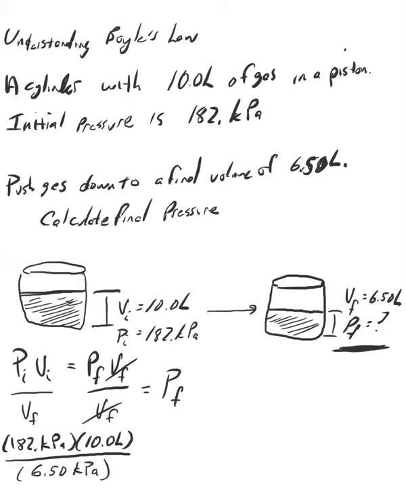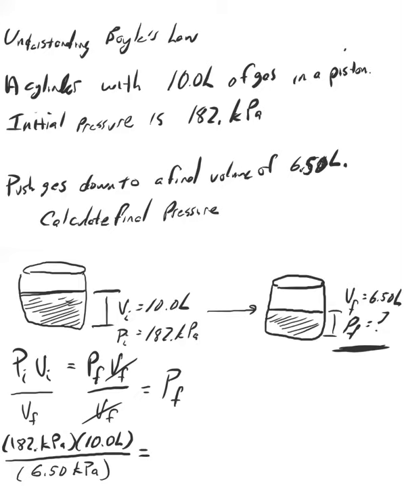And that's going to be our P final. Okay, so let's think about it. The idea is that if the pressure goes up, the volume should go down. If the pressure goes down, the volume should go up. If the volume goes up, the pressure should go down. If the volume goes down, the pressure should go up. They're opposites of each other. It's called an inverse proportionality.